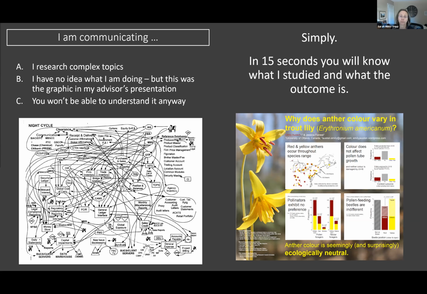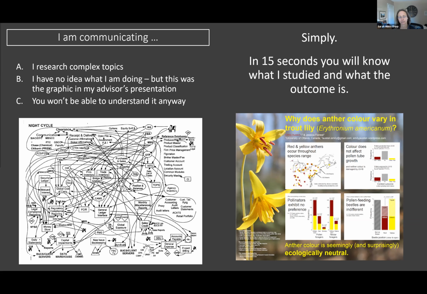Or, which is one of my favorites, and I have seen this happen before, right? My advisor uses this picture on their presentations, and so I'm including it on mine, but I don't know how to talk about it yet. Or what can come across as insulting to the judges and to others: you won't be able to understand it anyway, so I just put it all up here. So none of those three items do you want to communicate to the audience.